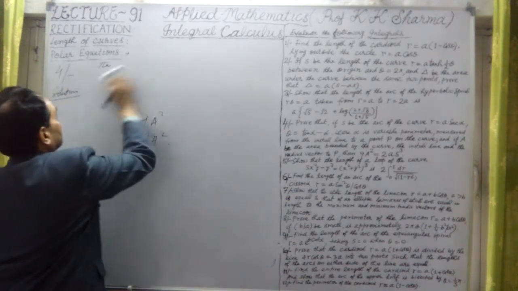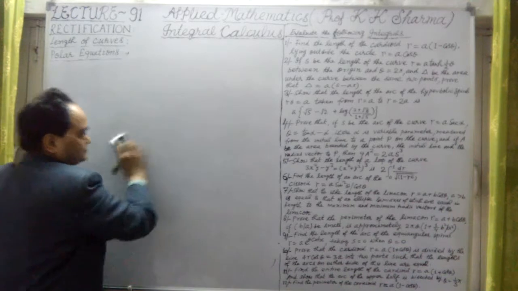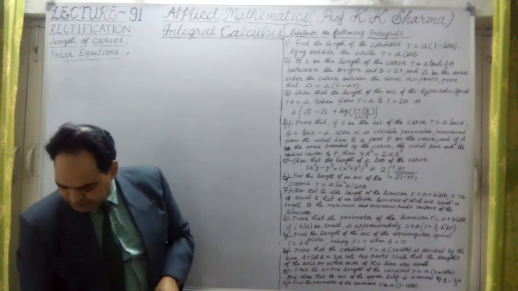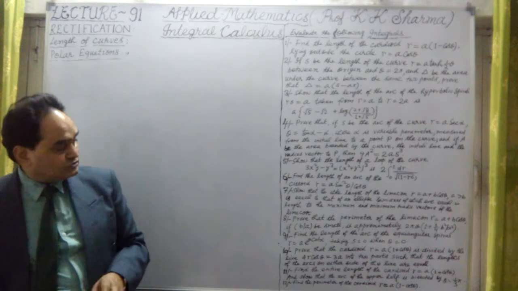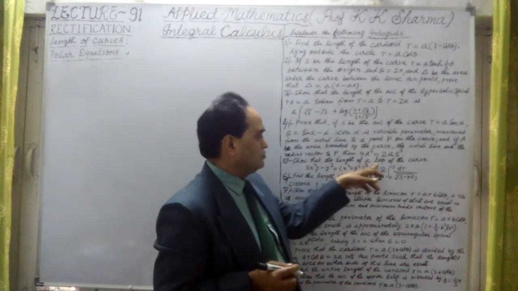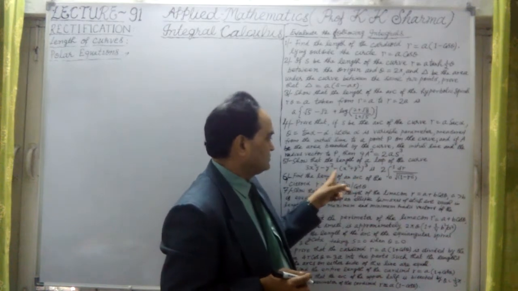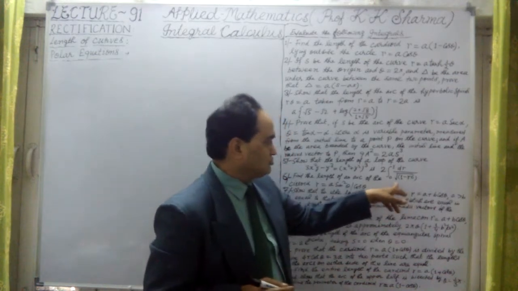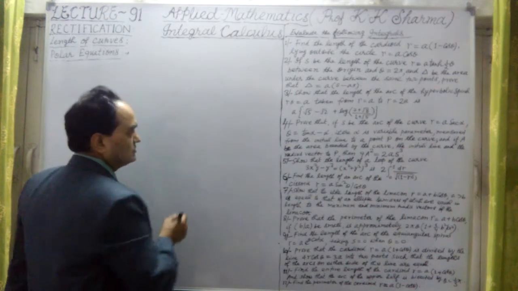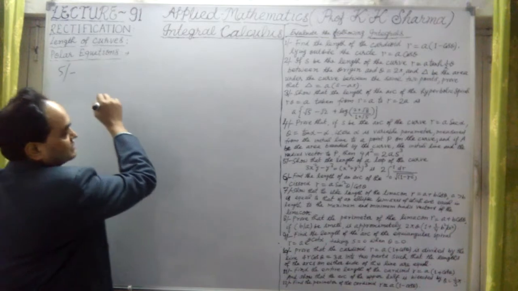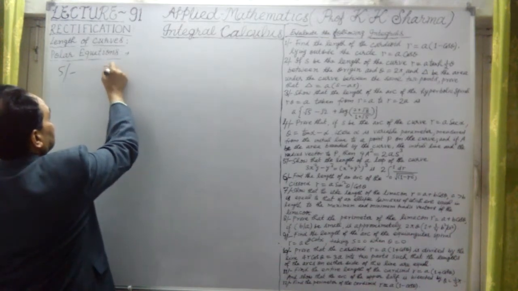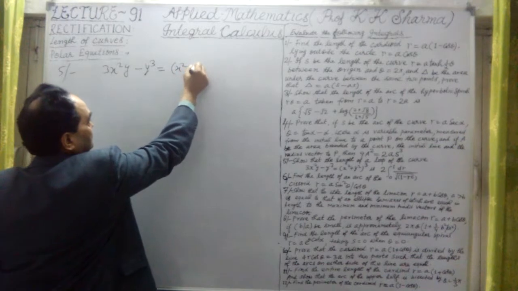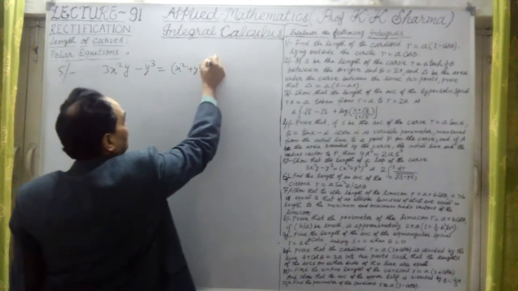Okay, now let me take the next question. What is the next question? Question number 5, let me check. Question number 5 says: show that the length of a loop of the curve is 2 integral from 0 to 1 dr upon under root 1 minus r^6. Let me first write it down. This is question number 5. The Cartesian form of the equation is given: 3x square y minus y cube equals x square plus y square whole cube.